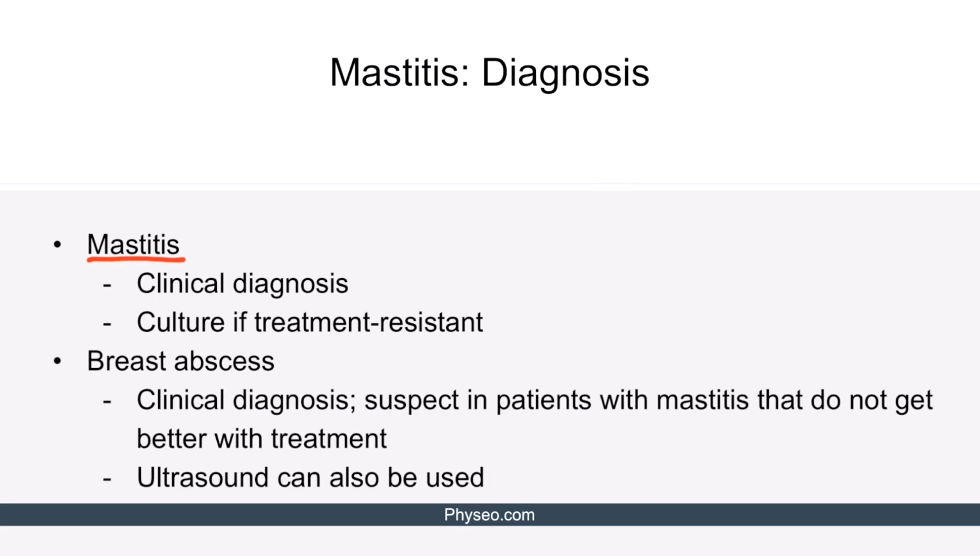Mastitis is a clinical diagnosis. Culture can be performed in treatment-resistant cases. Breast abscess is mostly a clinical diagnosis and should be suspected in patients with mastitis that does not get better with treatment. Ultrasound can also be used to aid in the diagnosis.